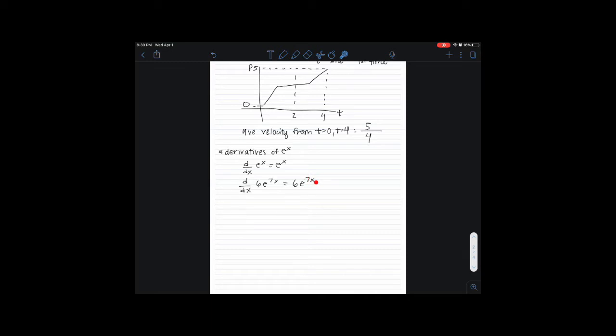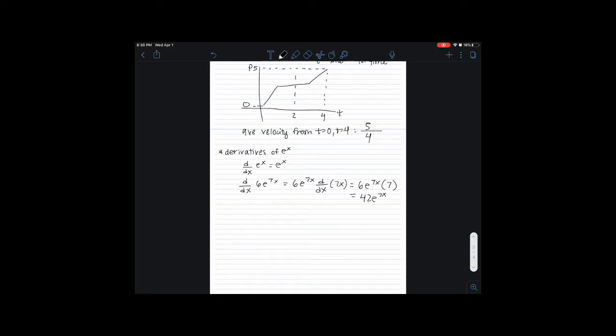But now we have to deal with the 7x in here. And so I need to also take the derivative with respect to x of 7x. And so that would give me 6e to the 7x times 7, which would be 42e to the 7x. So just be careful with the chain rule. You guys should always be checking your chains. We talked about that a lot in class.